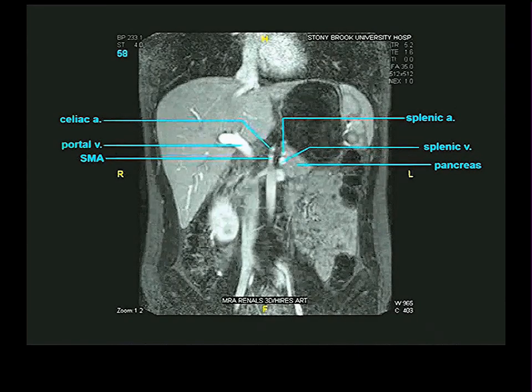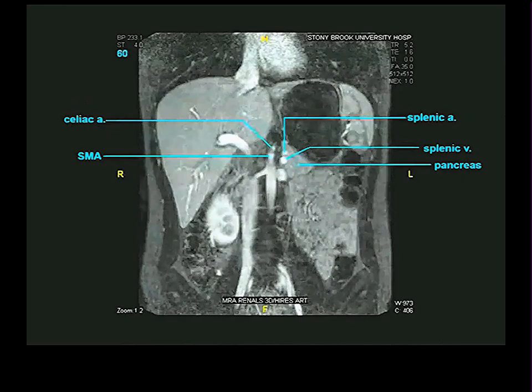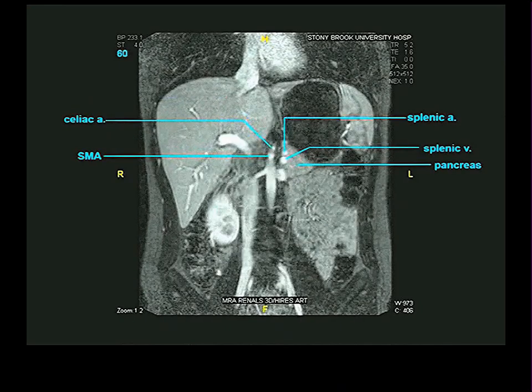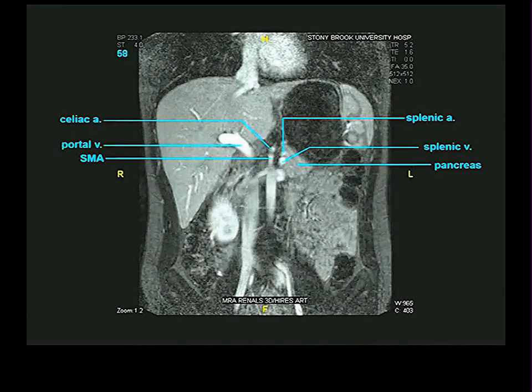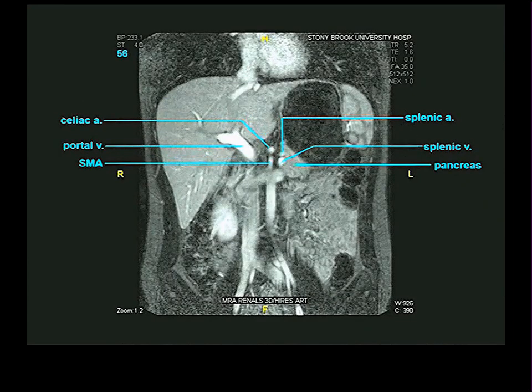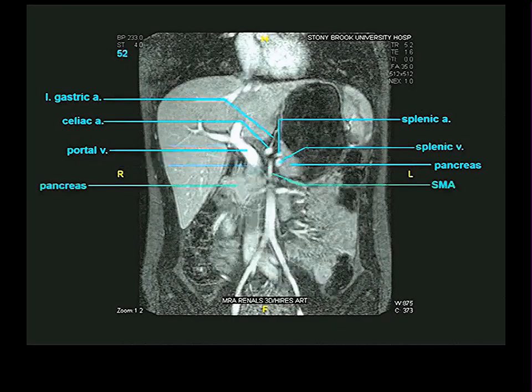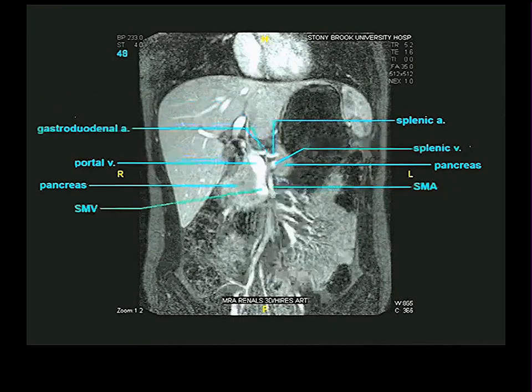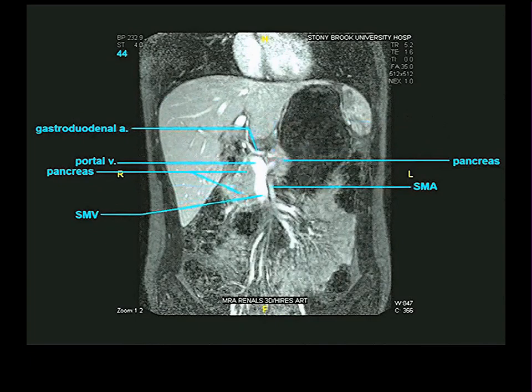Here's the aorta. Here's the celiac artery and superior mesenteric artery coming out of the aorta. Superior mesenteric artery heading inferiorly. Splenic vein should cross the origin of the superior mesenteric artery, and it's going to. And the splenic vein here is joining the SMV, which runs to the right of the SMA, to form the portal vein. Just look at that, same error.